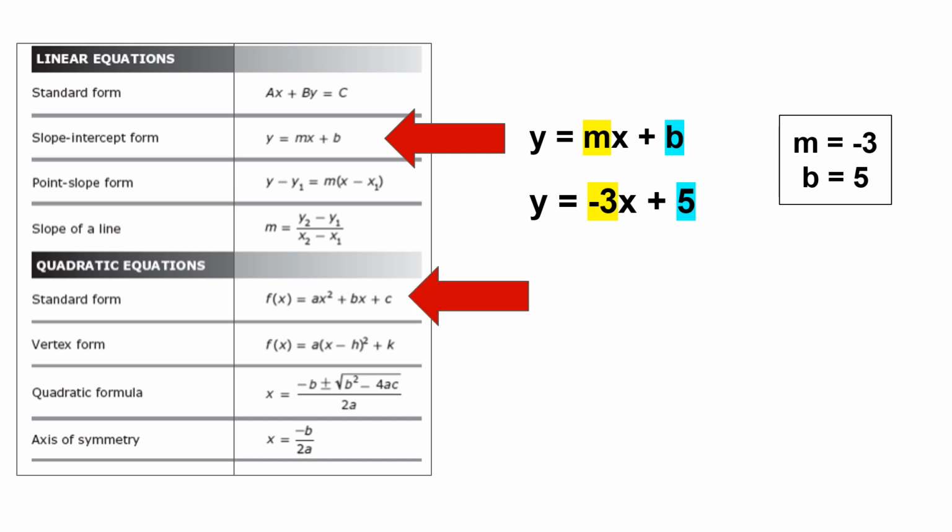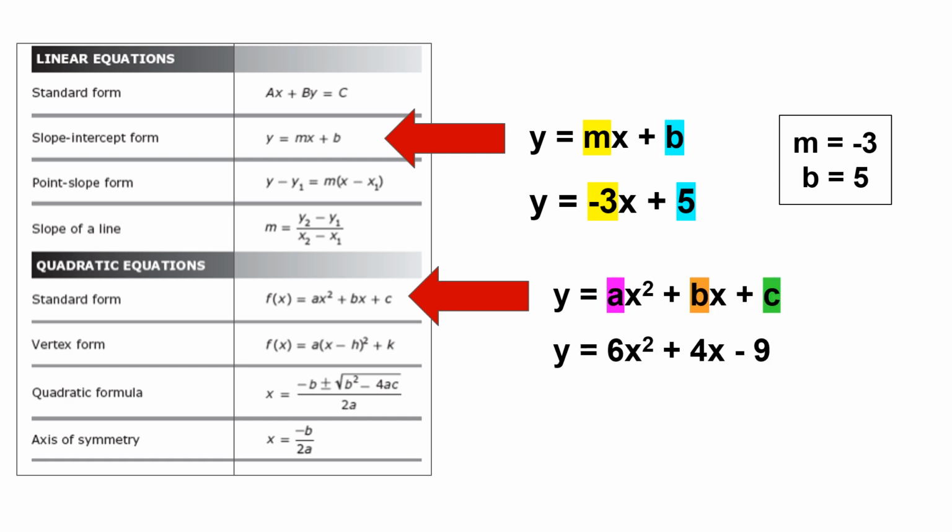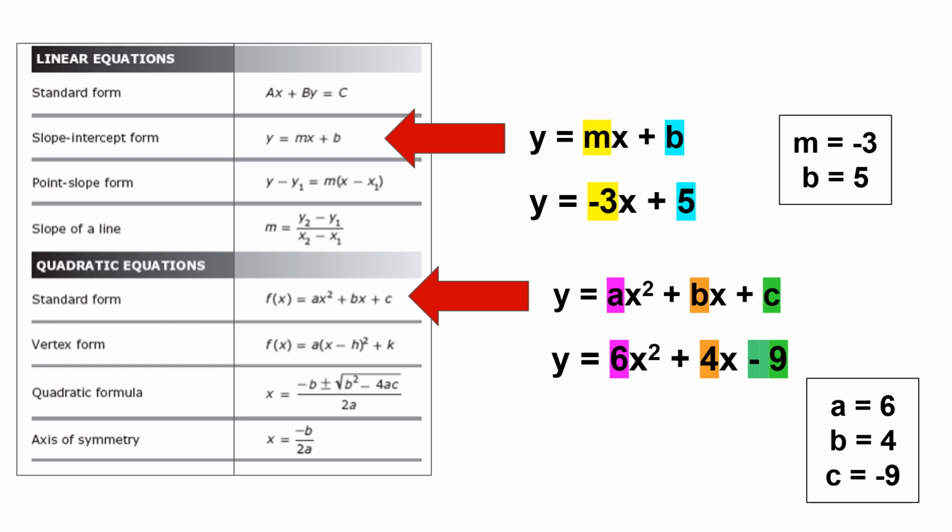All right, what about this one? If I look at a quadratic equation in standard form, I can figure out a, b, and c by looking at what's multiplied by it. So a is multiplied by x squared, so that's got to be my 6. b is multiplied by x, so that's going to be my 4. And c is just a number. That's going to be my -9. And once I have my a, b, and c, well, then I can plug it in the quadratic formula.